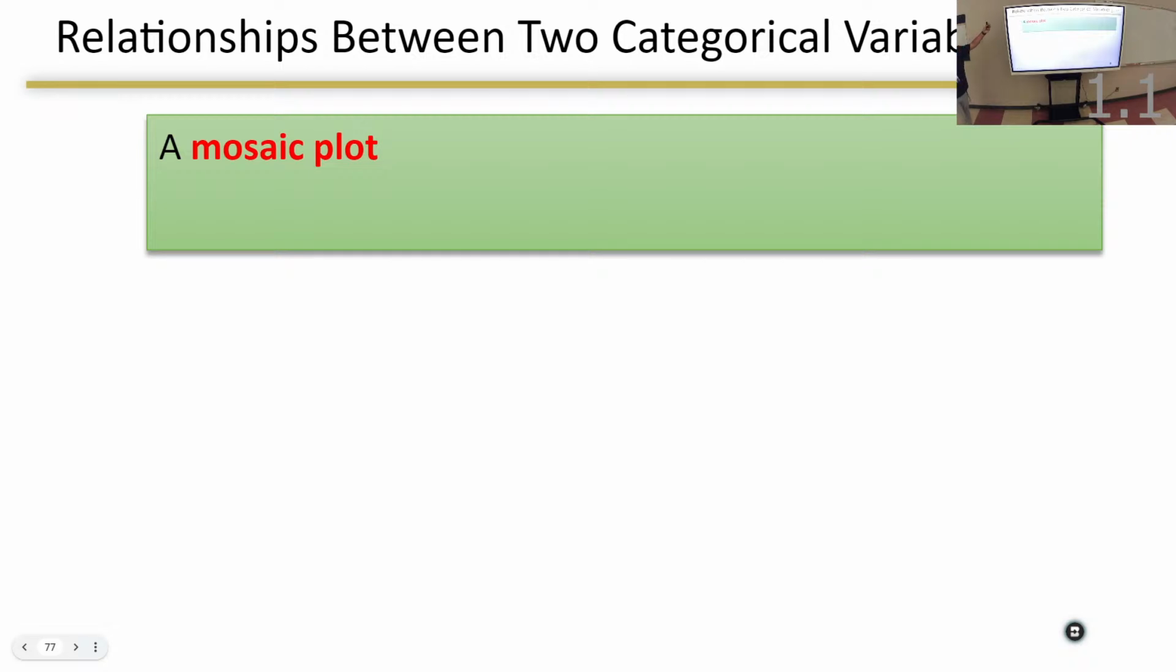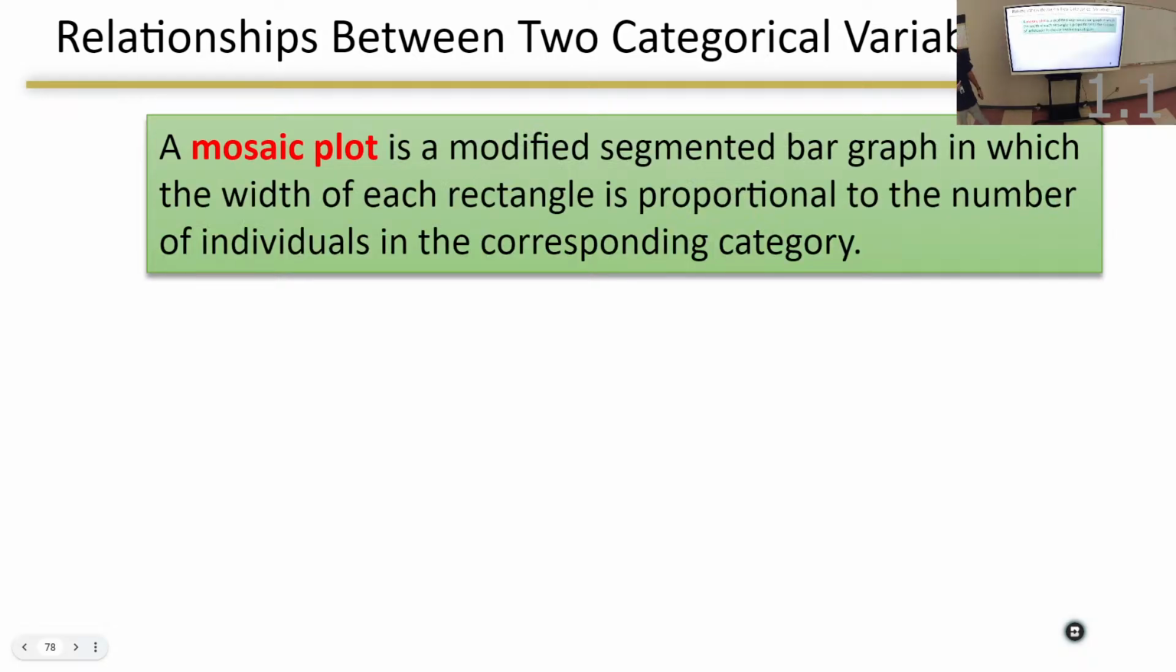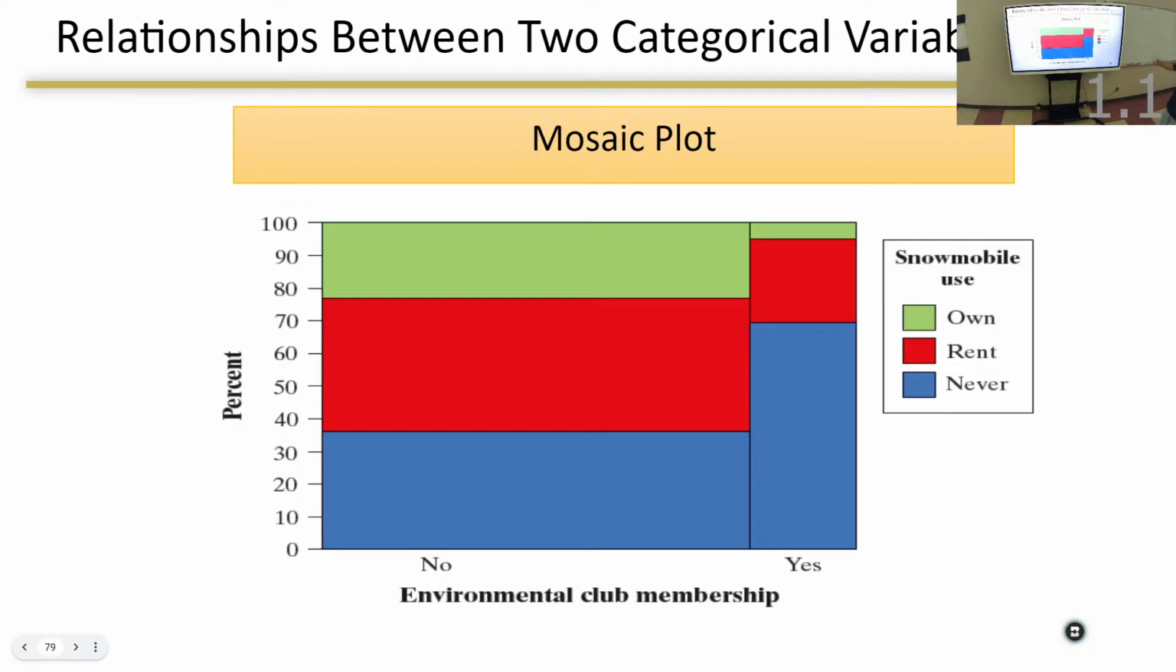This is a new one that they had 3 years ago. This is one that they talked about. Okay. It's a modified segmented bar graph in which the width of each rectangle is proportional to the number of individuals in the corresponding category. That sounds good. You have a picture there, although when it's black, it's hard to see it all. But your picture looks like this one.